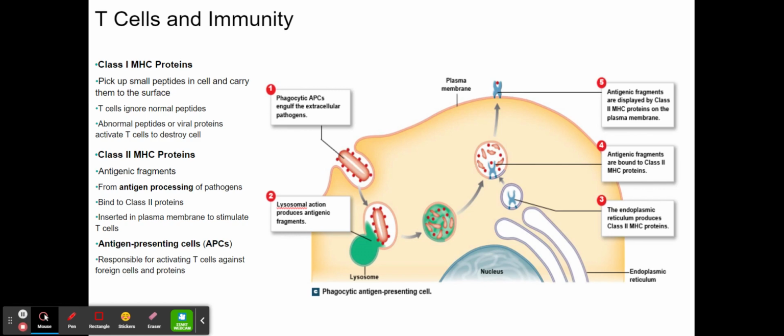Ultimately, their activation leads to the destruction of abnormal cells. This is the primary reason that donated organs are commonly rejected by the recipient. Despite preliminary cross-matching testing, the recipient's T cells recognize the transplanted tissues as foreign.